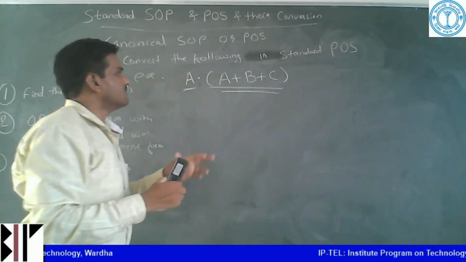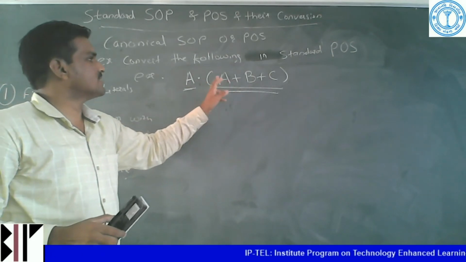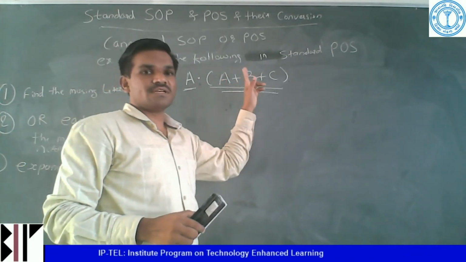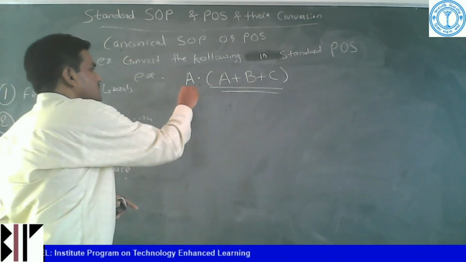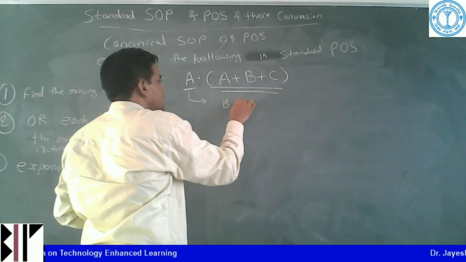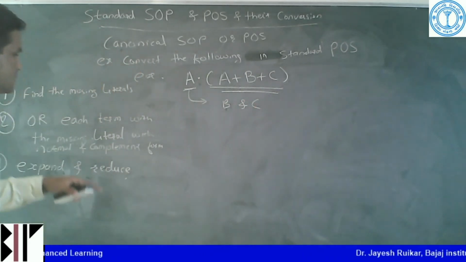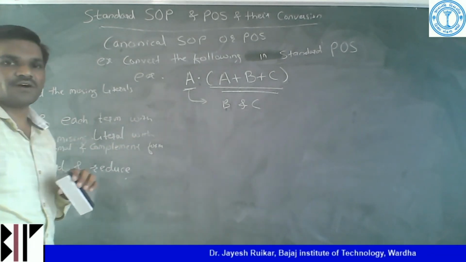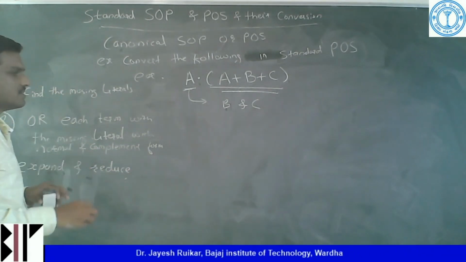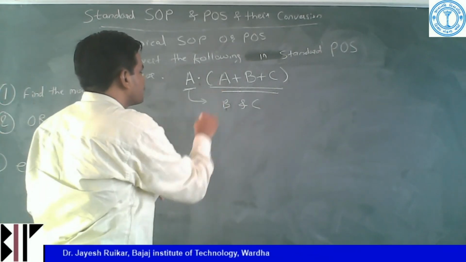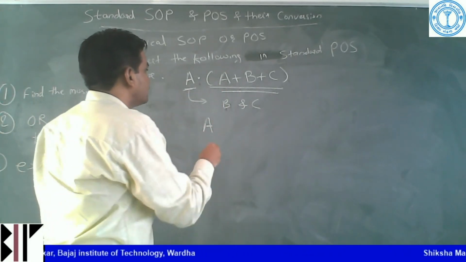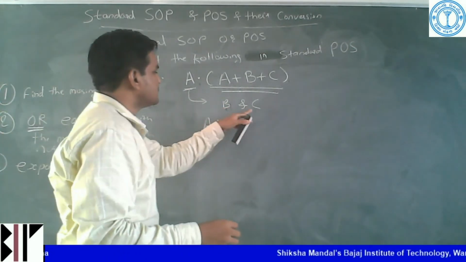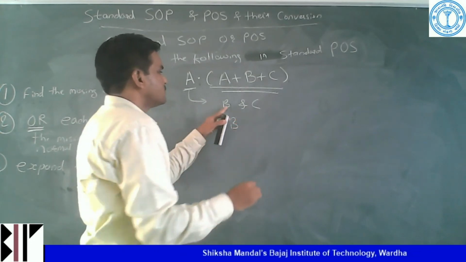Okay, so when we look at these terms, we can see that there are three variables: A, B, C. In this term all three variables are present. In this term two literals are missing, that is B and C. The second step is you have to OR each term with the missing literals with their normal or complementary form. So B and C are missing, so I am ORing these two terms.